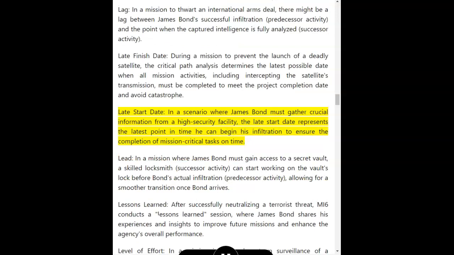Late start date. In a scenario where James Bond must gather crucial information from a high-security facility, the late start date represents the latest point in time he can begin his infiltration to ensure the completion of mission-critical tasks on time.